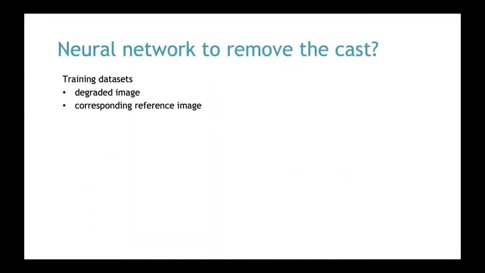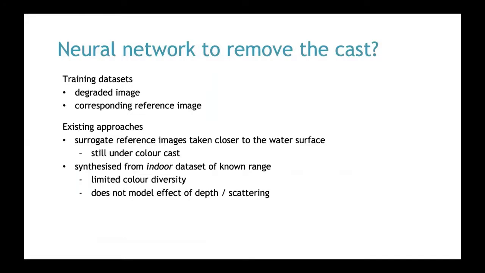So nowadays, we naturally ask, can we just train a neural network to remove the color cast? Well, to train it, we need a training data set that consists of the degraded image and the corresponding reference image. The existing approaches have two options. Either they use surrogate reference images that are still under the color cast, or they synthesize the images using a physics-based model. However, they still have limited color diversity and not all the degradations are modeled. So we asked one question: can we synthesize the training data set covering all the degradation causes and also with a diverse color distribution?